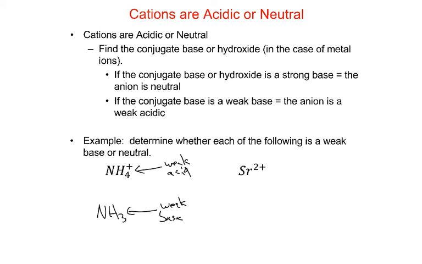All right, so if it's not a metal cation and it has hydrogens that it can donate, we want to find its conjugate base. In this case, I've got strontium 2+. Here it doesn't have any hydrogens to donate, so instead we're going to look at the hydroxide. And so the hydroxide is, of course, going to be strontium hydroxide. And strontium hydroxide is one of our 8 strong bases. So if that is a strong base, then the strontium 2+ is going to be such a weak acid that it's in fact neutral.